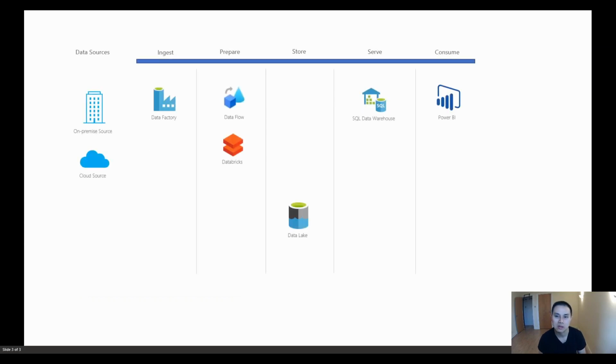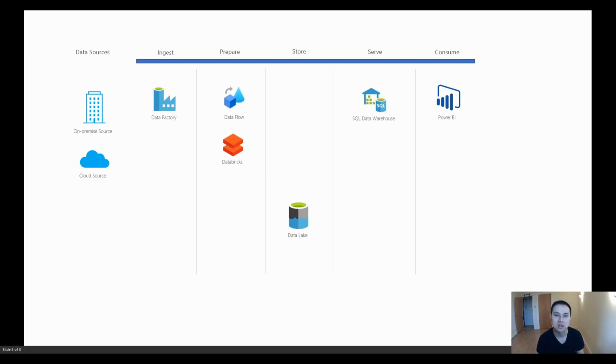Now, moving on to how I see this going forward. If you remember, the way the data platform with Azure has been set up, on the left you have data sources, on-premise or cloud, and usually the ingestion has been done by Data Factory. The preparation of that data could be done by either Dataflow as part of Data Factory or Databricks, which means you may be able to do a bit more complex data transformation or preparation there. The storage has generally been Data Lake Storage Gen 2. You process and serve that data in SQL Data Warehouse or Synapse SQL pool provision, and at the end, the end users consume the data with Power BI in the Power BI service.